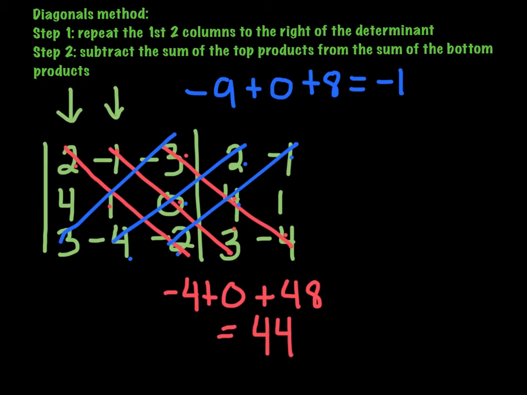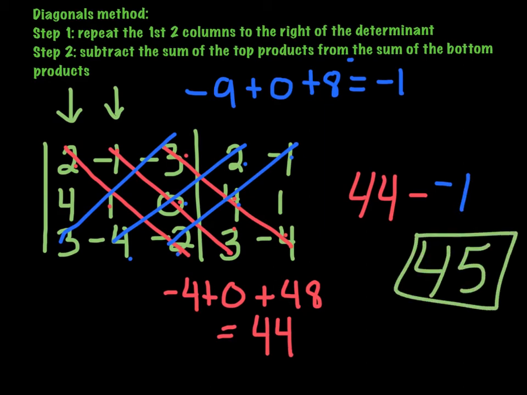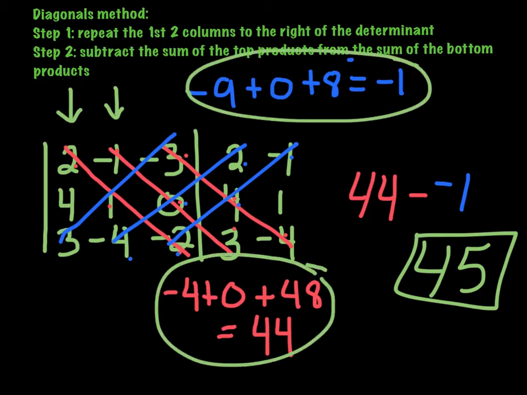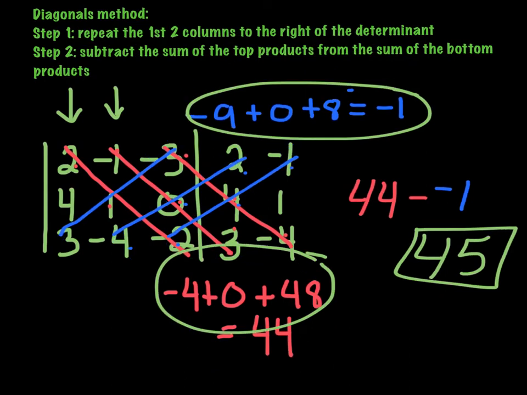So I'm going to take the sum of the bottom products and subtract the sum of the top products, the blue one. It's just like when we do a 2 by 2 and we go first diagonal minus the second. I'm going to take 44 and subtract negative 1. And 44 minus negative 1 is 45. So that's your determinant. It's much faster, however it is easy to mix up. You have to make sure that you're doing the bottom sum minus the top sum. Right. So now let's do a couple of applications using this method.